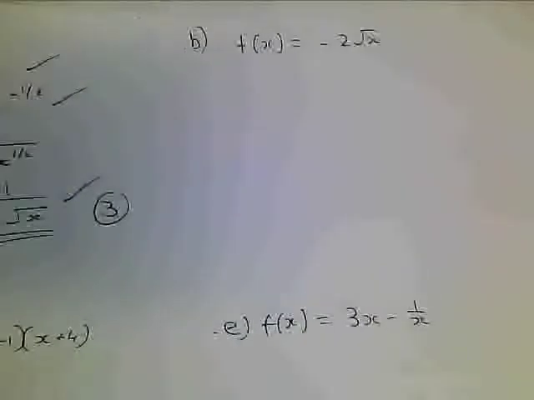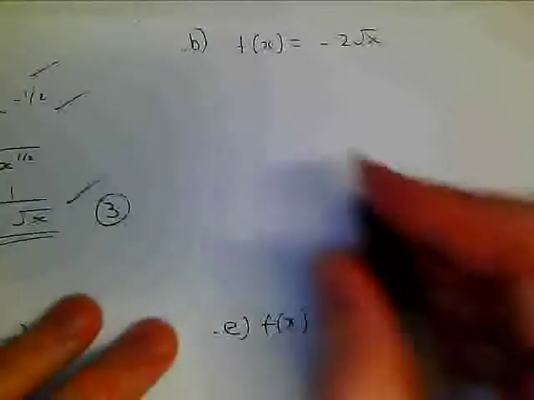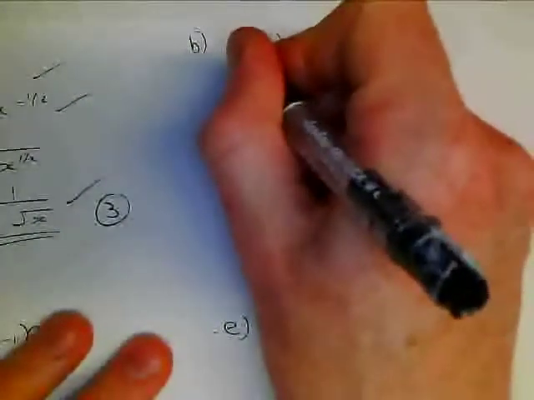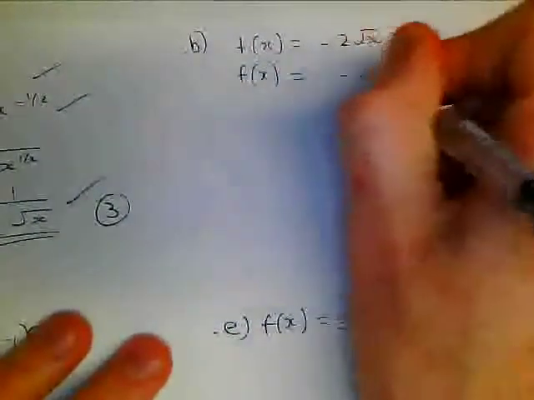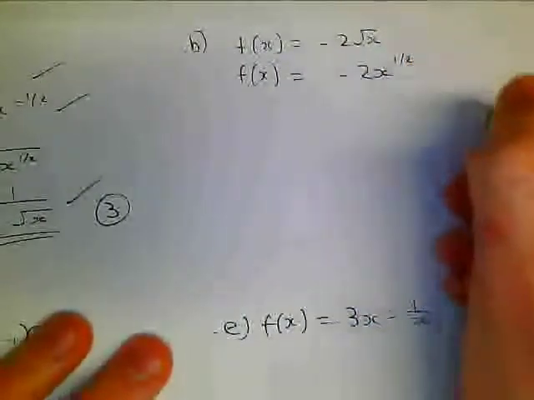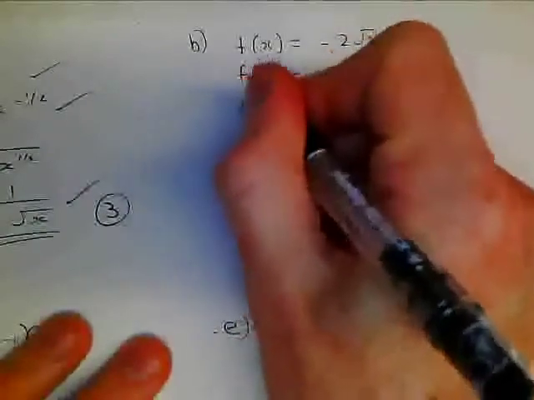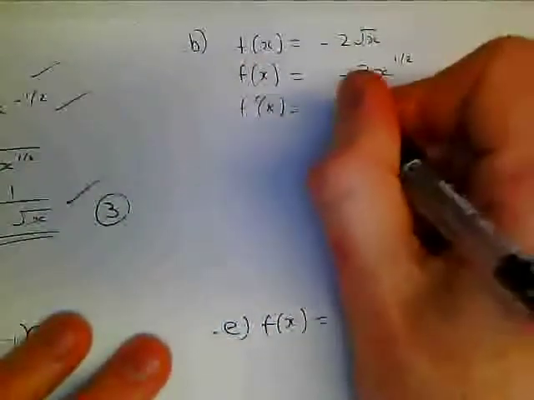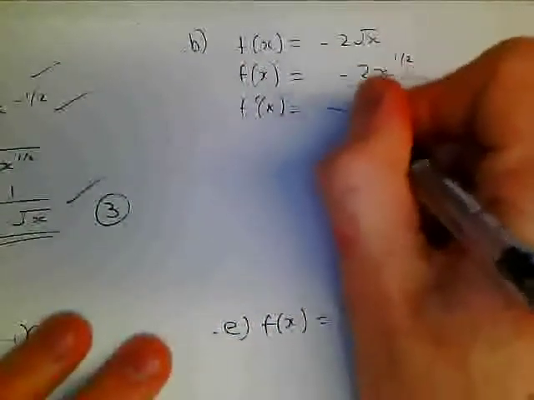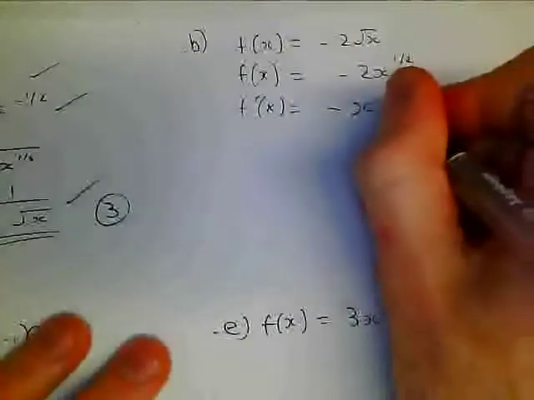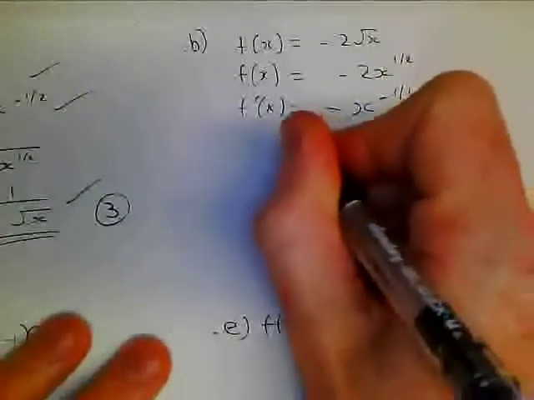Next one, B. It's almost the same question. It's not very much of a jump ahead. We're still preparing it here. f of x is minus 2x to the half. Remember, that root there is a half power. f dash x, well, we multiply by the half, makes it minus 1 on the front. Minus x to the minus a half.